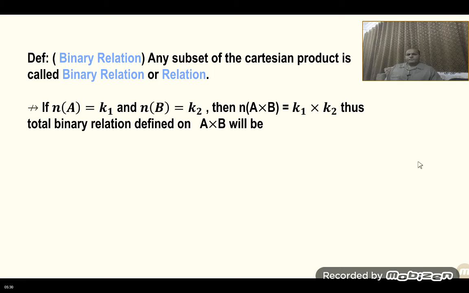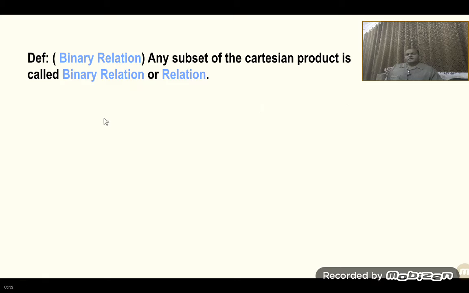Okay, further moving toward the next definition. The next definition is the binary relation. What is the binary relation? Any subset of the Cartesian product is called a binary relation, or simply we call it a relation. Okay, any subset of the Cartesian product is called a binary relation or relation.